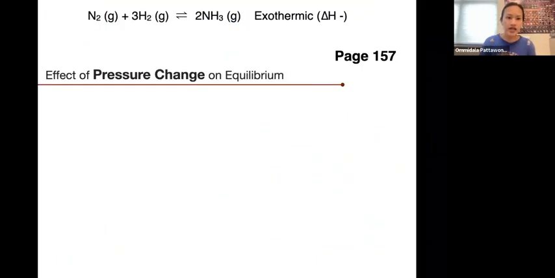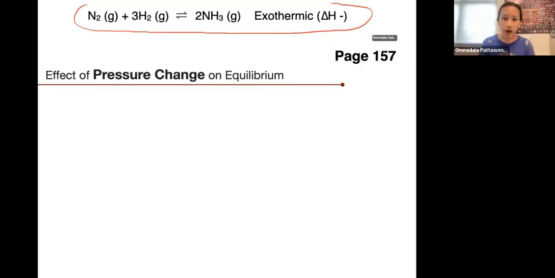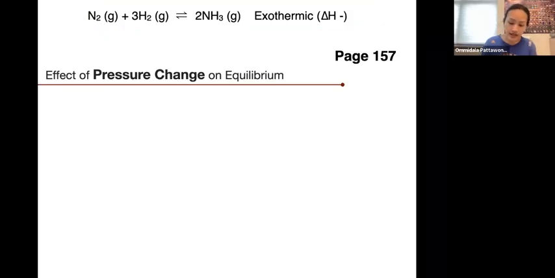The next thing is we're going to take a look at the effect of pressure on equilibrium. I'm going to use a new equation. The reason for that is because the previous equation that we looked at involved aqueous solution, and pressure doesn't have any effect on aqueous solution. So we are going to use the formation of ammonia to help us understand the effect of pressure better. This reaction is exothermic.